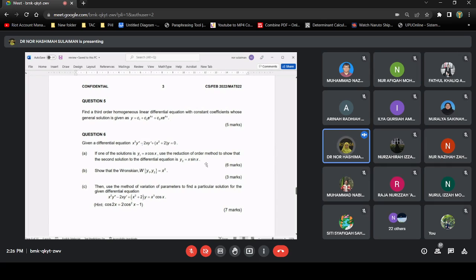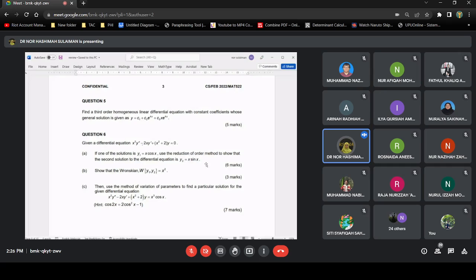Kita dah discuss yang first order differential equation, the different types of first order and also the application. So hari ni kita tengok some problems related to higher order differential equation. Okay, yang ini dalam assessment pun saya rasa ada je soalan yang begini. Okay, I go straight to the question 5.